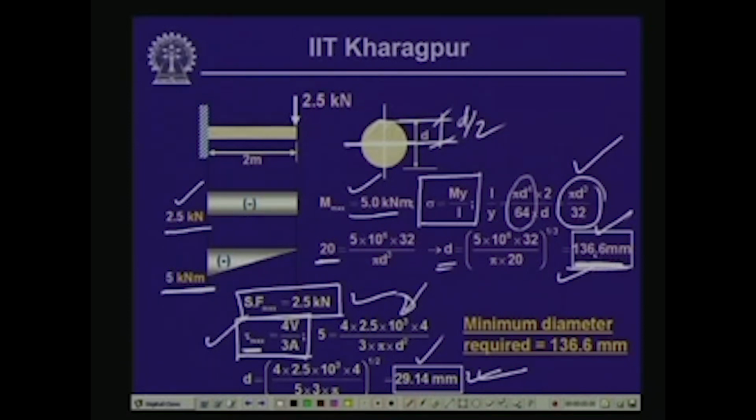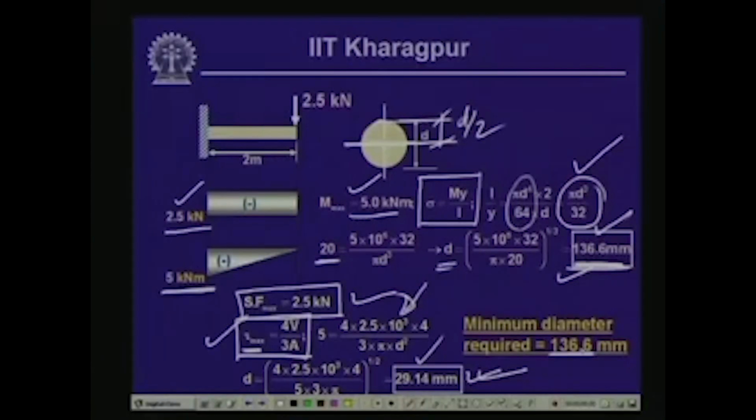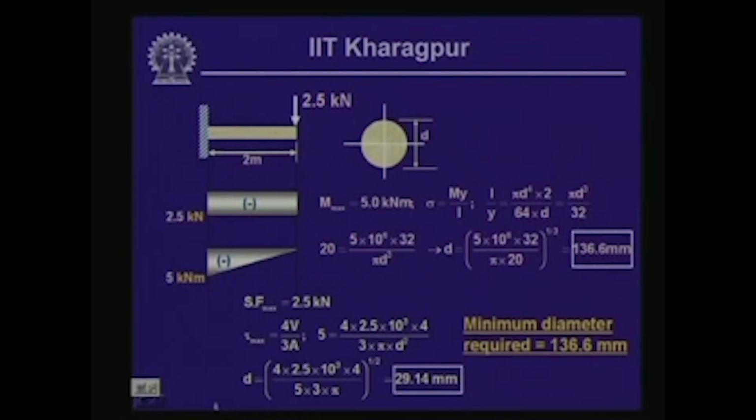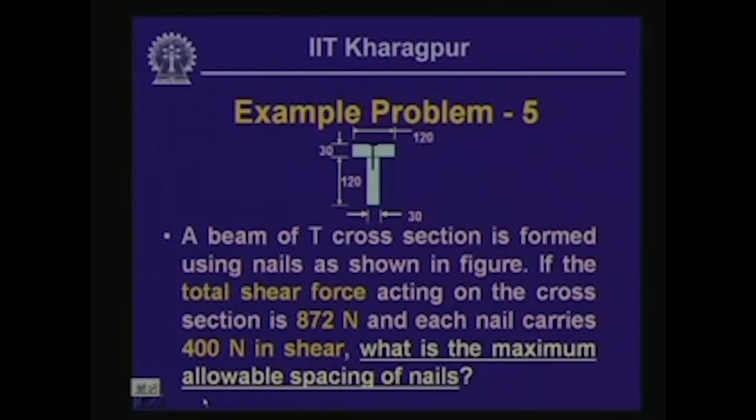So, naturally we have to go for the larger diameter, so that it can withstand both the stresses. If we provide the lower diameter, it will be safe against shear, but it will not be safe against bending. However, if we go for the larger diameter, it will satisfy both criteria. Hence, the diameter of the pole has to be a minimum of 136.6 millimeter, so that it can withstand this amount of load, and the bending and shear stresses are within limits.